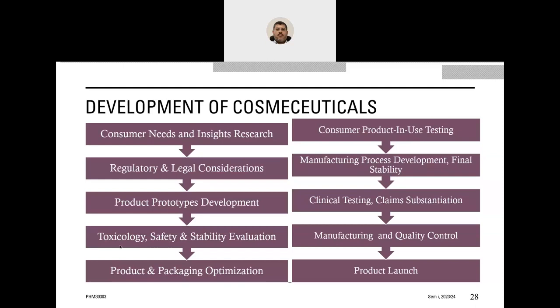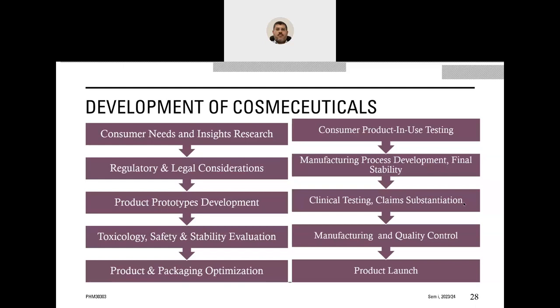During the prototype development, there should be, of course, some stability evaluation. But the one for registration of the product and to submit the data to regulatory authorities is the final stability study after the scale up. And then some clinical testing can be done if it is to be registered as an OTC or non-scheduled poison.